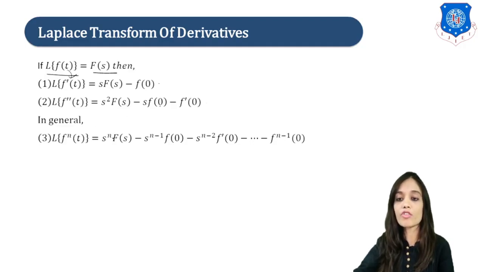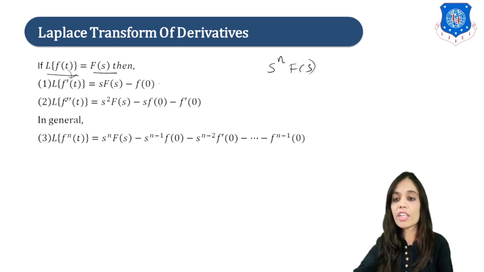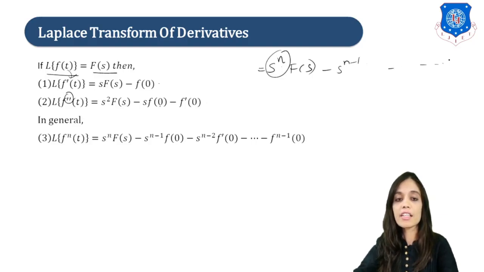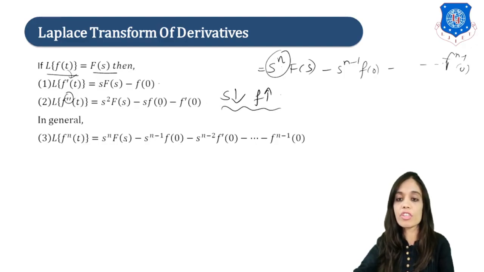So how to remember this formula? Firstly, you have to write s raised to n f of s. So whatever is the power of the derivative, that you have to write first, right? Now just decrease the power of s. So you will have s raised to n minus 1 and lastly it will be 1, right? Now just start putting f of 0, f dash 0, etc. So lastly what will remain? F raised to n minus 1, 0. So just decrease the powers of s and increase the powers of small f. So this is the process to remember the formula.